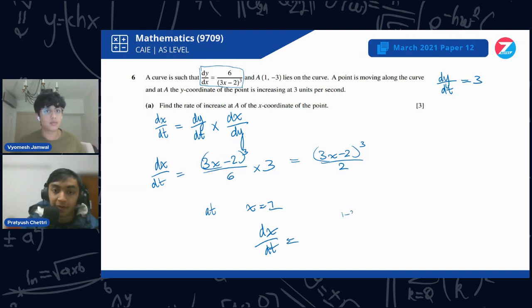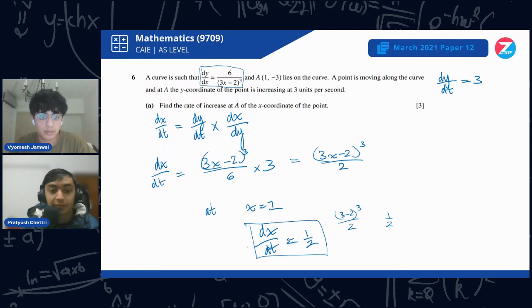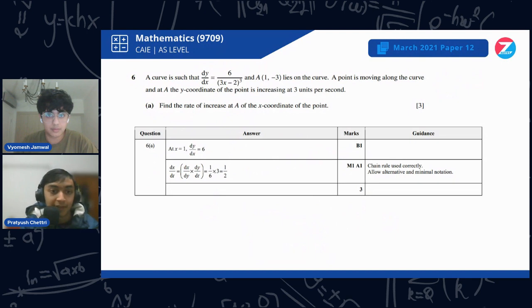Yeah, 1 times (3 minus 2) cubed over 2. 1 half. That's going to be the rate of change of x with respect to time. Awesome. And as you see, that is exactly what we have. At x is 1, dy dx is... Oh, they just substituted in x at dy dx, then flipped it later. Or you could flip the formula and put it in. But sure, Cambridge, okay, if you say so.